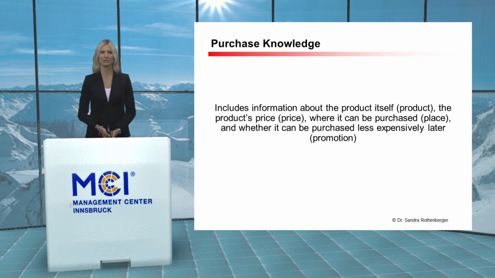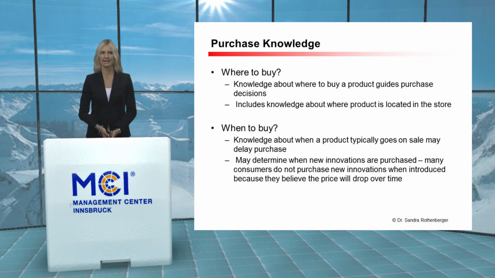When we talk about where to buy, it's the knowledge about where to buy a product that guides purchase decisions. It includes knowledge about where the product is located in the store. And when we think about when to buy, it's the knowledge about when a product typically goes on sale, which may delay purchase and may determine when new innovations are purchased. Many consumers do not purchase new innovations when introduced because they believe the price will drop over time.